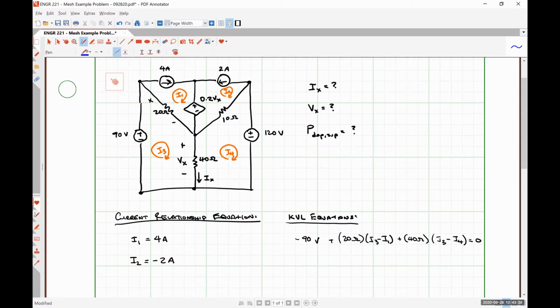All right. So, yeah, okay, great. All righty. So we have written our KVL equation for mesh 3. Now let's write it for mesh 4. So we're going to start at the bottom left-hand corner, which is right here. So what's the first thing I see?